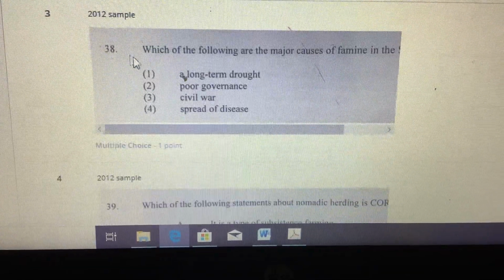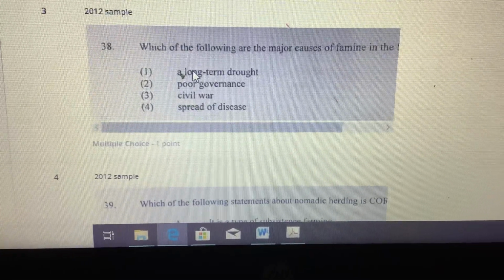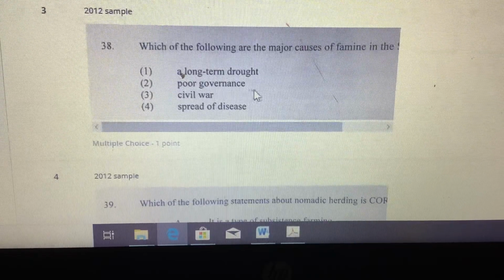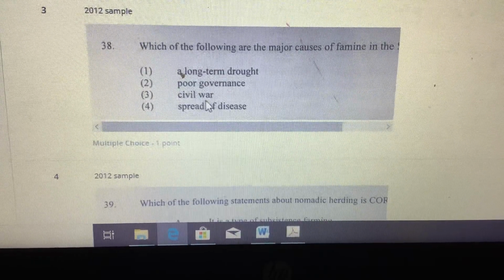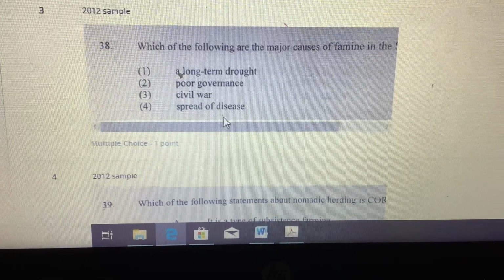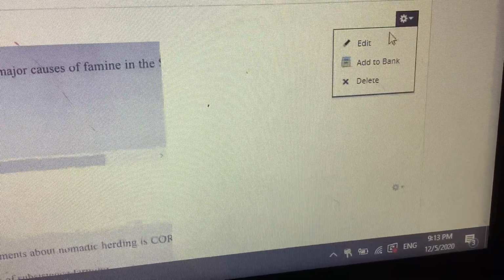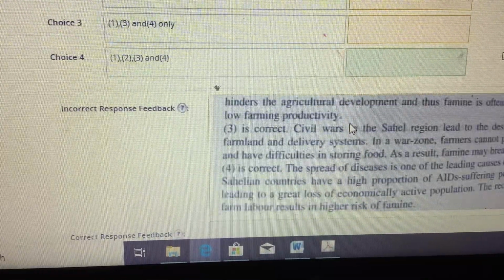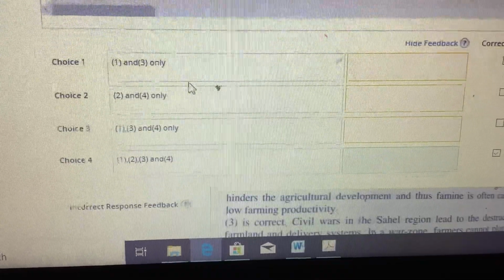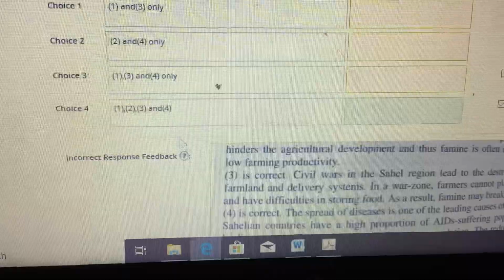Next one. Which of the following are the major causes of the famine in the Sahel region? First of all, long-term droughts, right? Poor governments, right? And then civil war, right? Spread of disease. We seldom talk about this, okay? But 1, 2, 3 is correct. So is it 1, 2, 3? Let's check it out. Or 1, 2, 3 and 4. How about why number 4 is correct? Since there's no 1, 2, 3, then 1, 2, 3, 4.